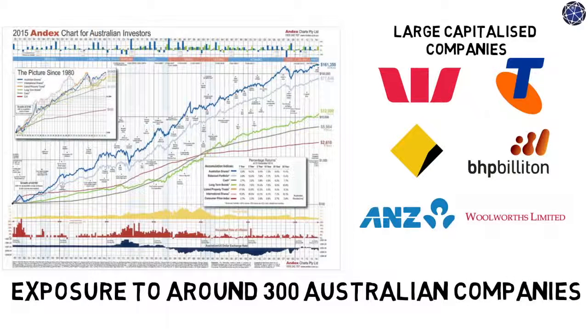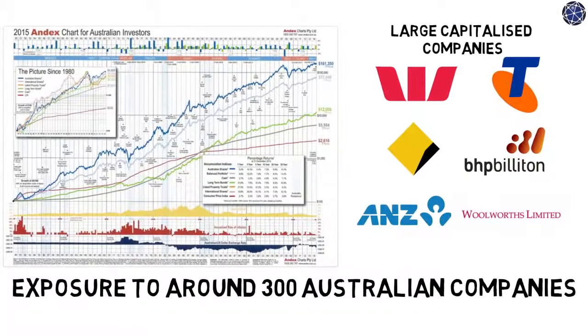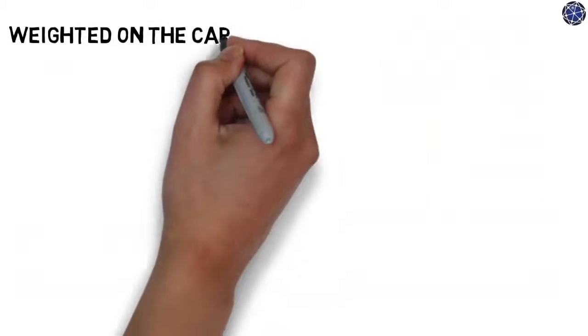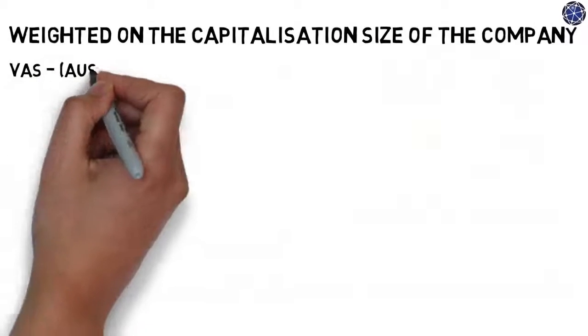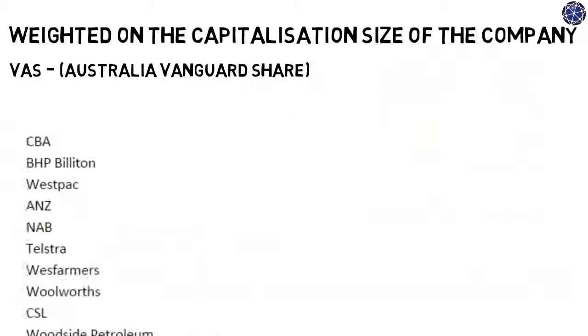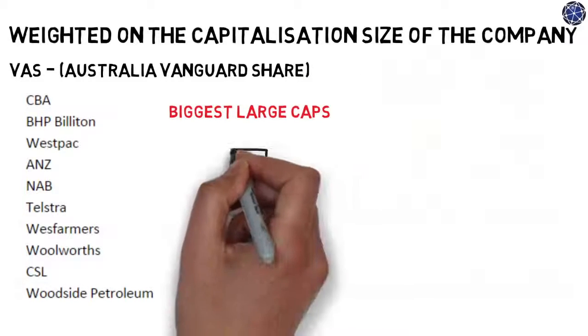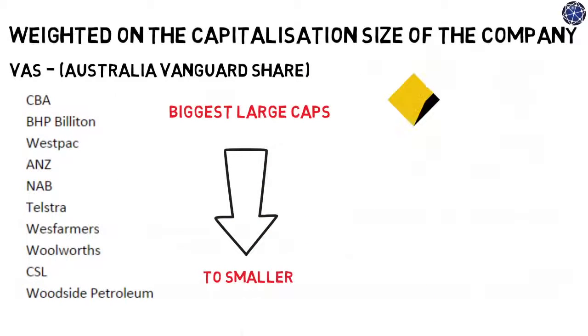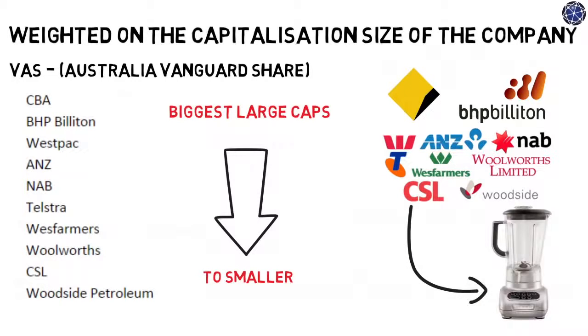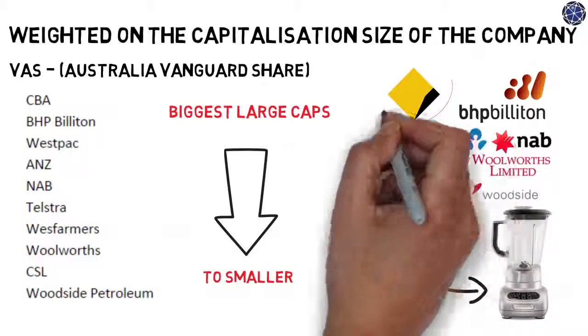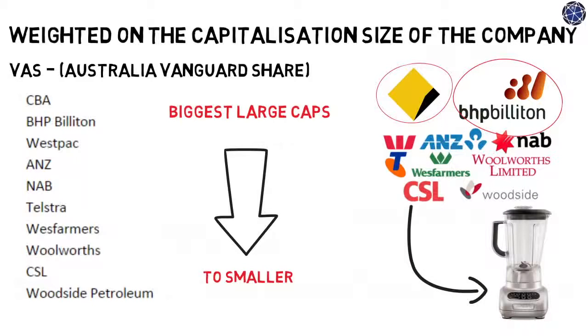The weighting towards each individual company in the VAS ETF is determined on a percentage basis, depending on the capitalisation size of the individual company relative to the overall ASX 300 companies. For example, the two largest companies within the ASX 300 are CBA and BHP. Therefore, based on their large cap size, a higher percentage is weighted towards holding these two companies.